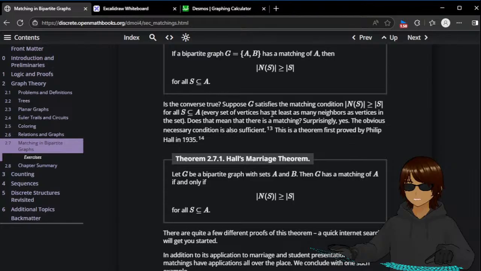Every set of vertices has at least as many neighbors as vertices in the set. Does that mean that there is a matching? Surprisingly, yes. The obvious necessary condition is also sufficient. This is a theorem first proved by Philip Hall in 1935.